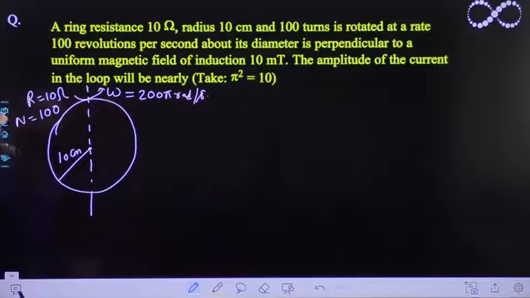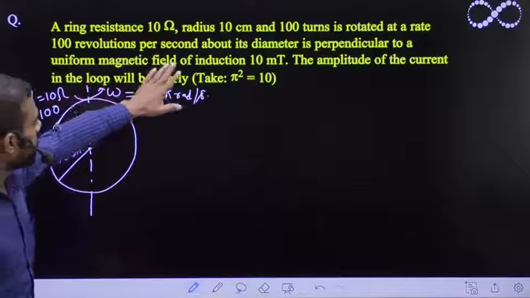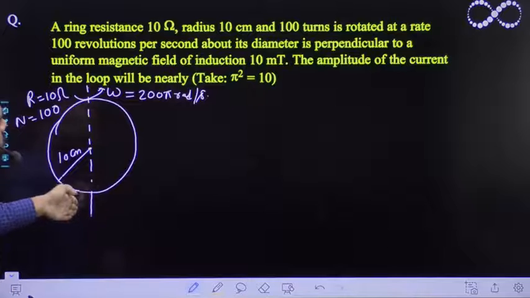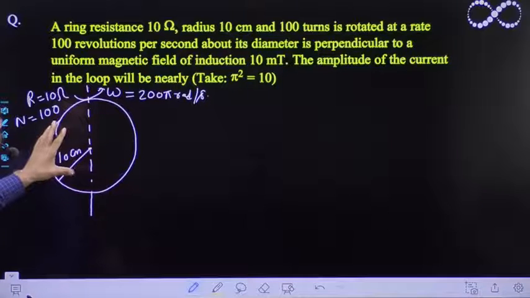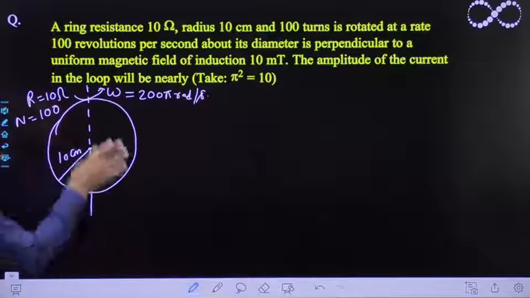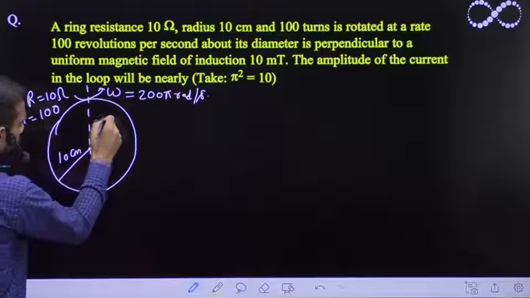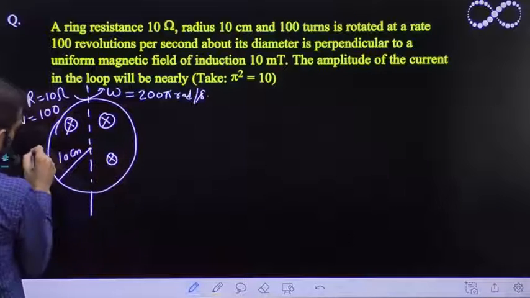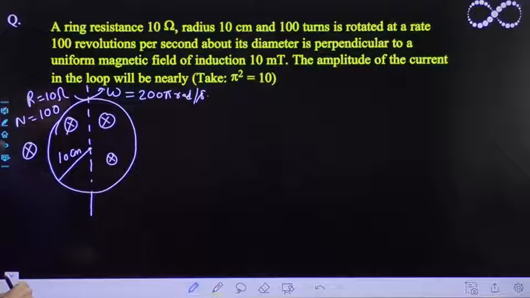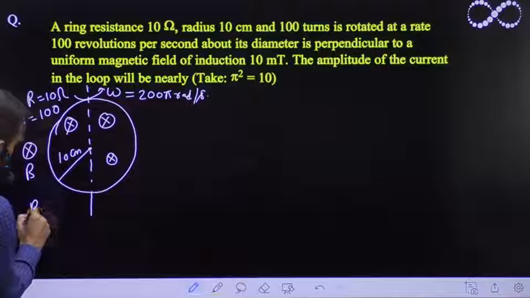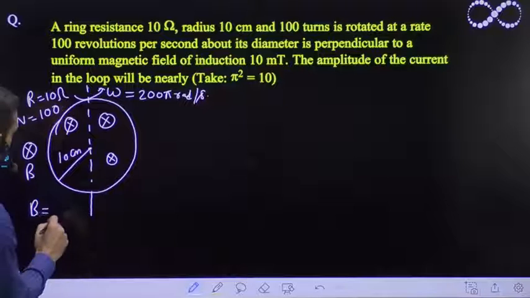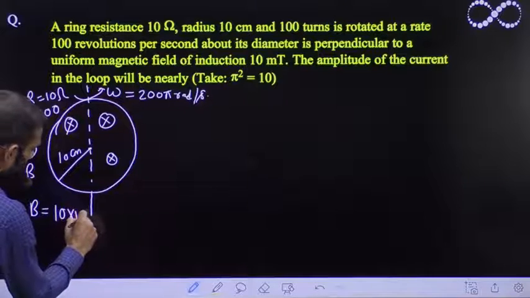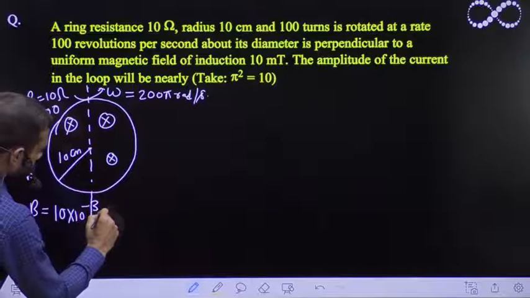So this is the omega given, and it is rotated about this axis, the diameter, which is perpendicular to the uniform magnetic field. So the magnetic field must be something like this. Let us see, the magnetic field is like this here. The magnetic field induction is B, assume. So this is B here, and the value of B is given in the question, that is 10 into 10 raised to power minus 3 Tesla.